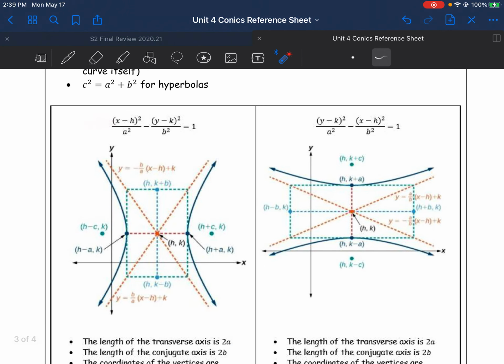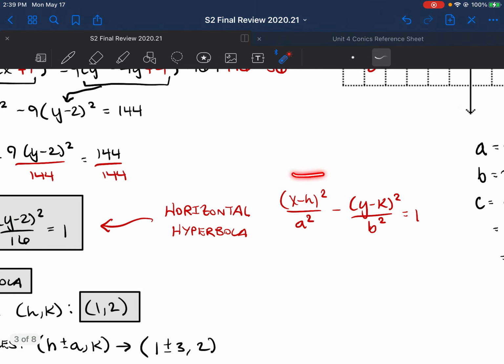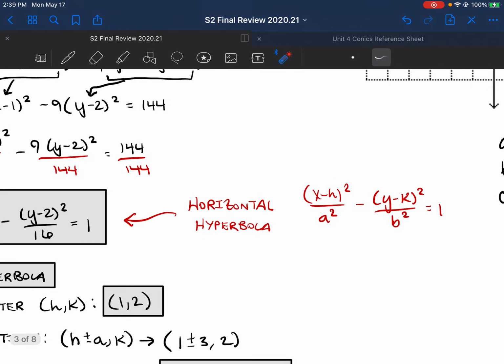the leading variable is x. It's x minus h squared over a squared, then minus y minus k squared over b squared. Since the leading variable is x, we have a horizontal hyperbola. If it would have been like y minus 1 squared or an x minus 2 squared, then the leading variable would have been y, and it would have been a vertical hyperbola. But it's not. Leading variable is x. We have a horizontal hyperbola, and there's our standard form equation for horizontal hyperbola.